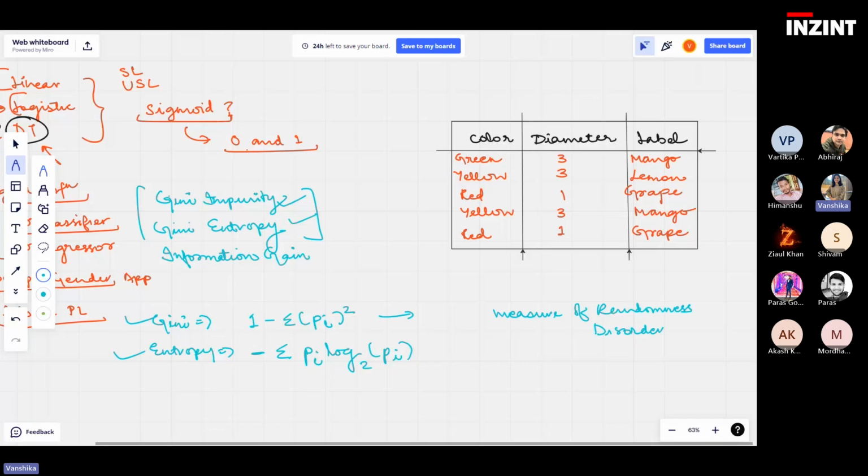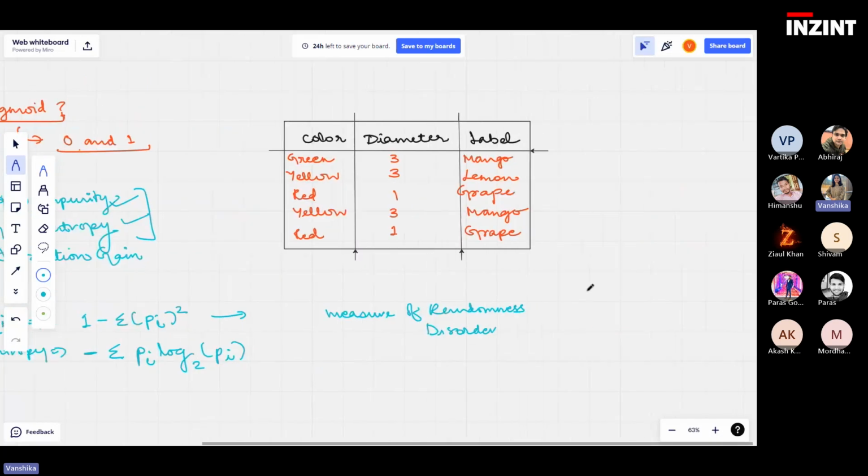Now, here in this particular data, let's say label is our target. If all these labels belong to the same class, then we would say that entropy is 0. But right now you can definitely see that the labels belong to different classes, so entropy is not going to be 0. It is going to be somewhere between 0 and 1. It is the measure of disorder.